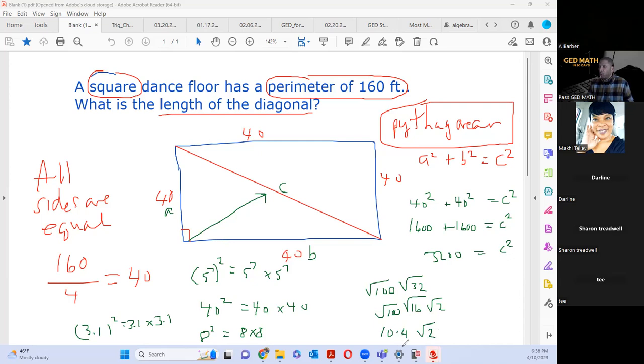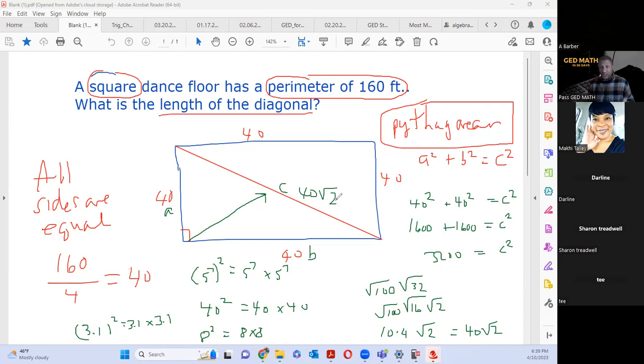What's 10 times 4? 40. So your answer to this question is 40 square root of 2. So if you want to know this now, okay, Mr. Tinsley, well, what if they don't have an answer as a radical? Remember, 40 square root of 2.